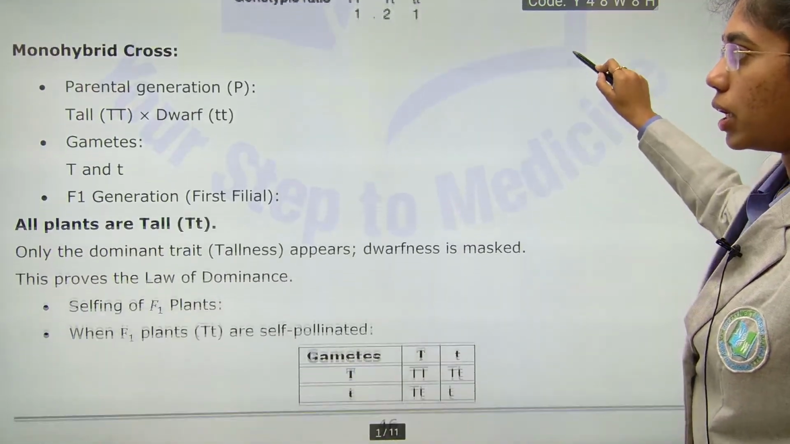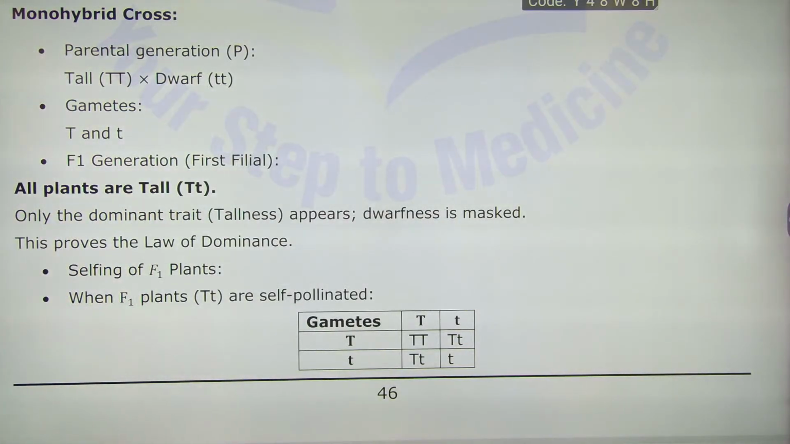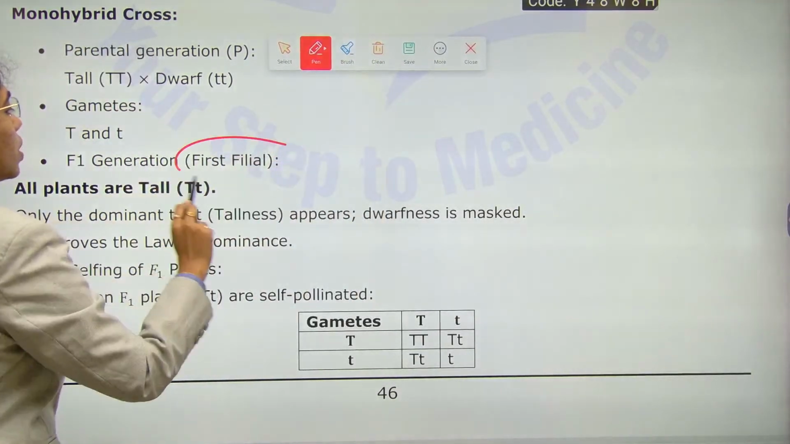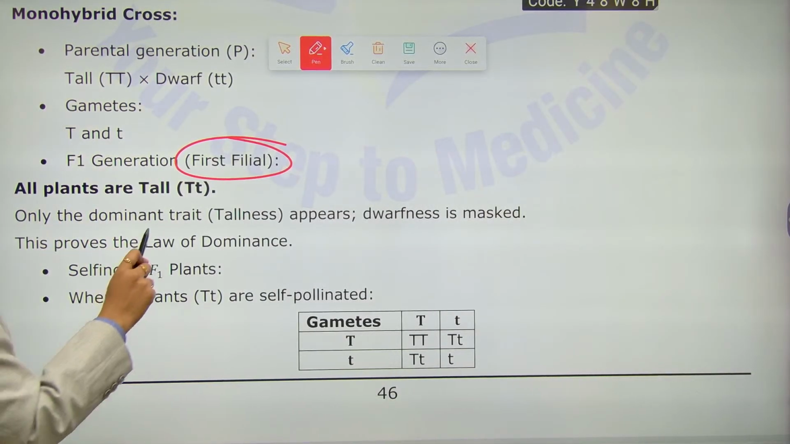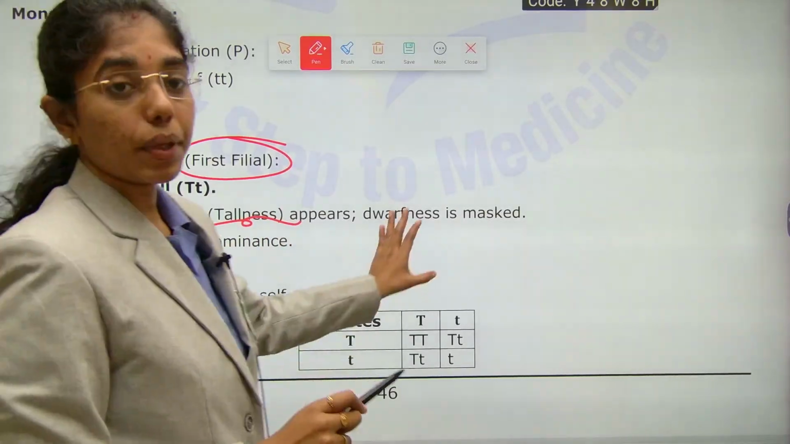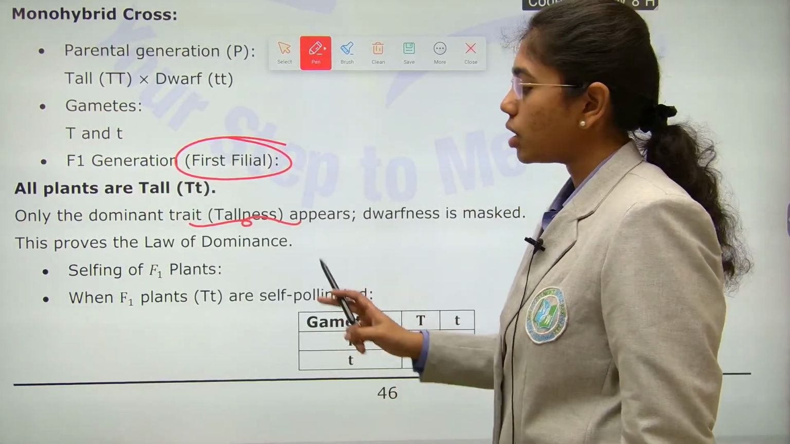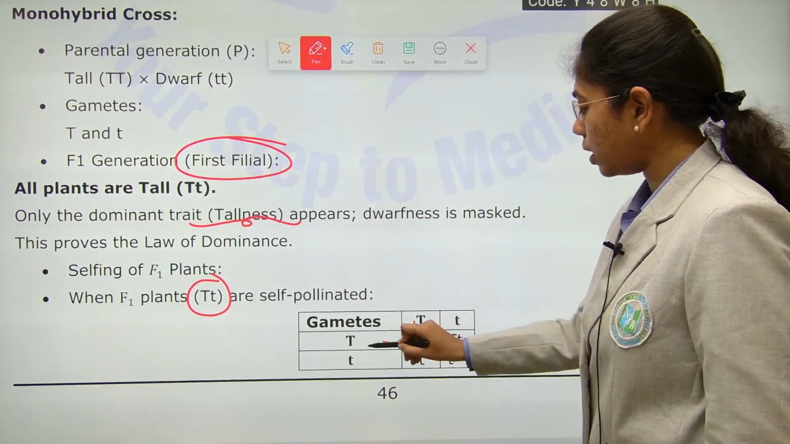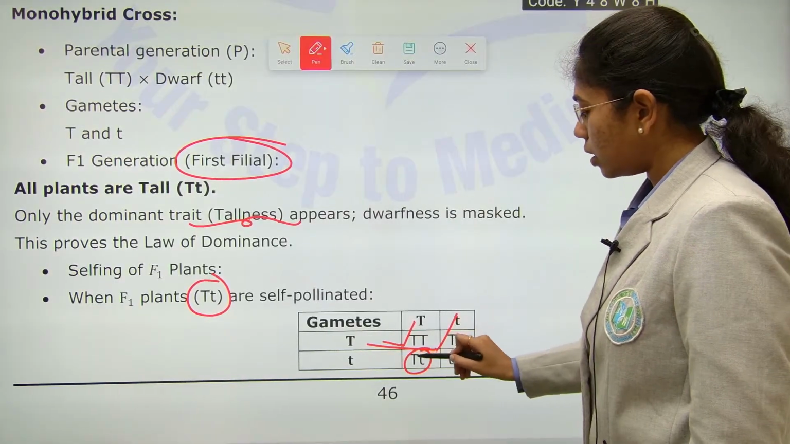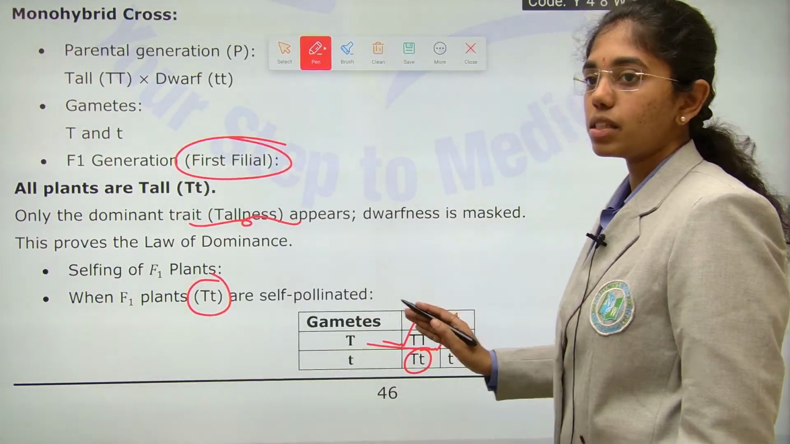Monohybrid cross. Here in monohybrid cross you see first the parental generation, dominant and recessive you see, and gametes here we have capital T small t. First generation, that is filial generation. Tall plants are tall, only the dominant trait, that is tallness, will appear over here and dwarfness will be masked. That is the law of dominance. On selfing F1 plants, when F1 plant undergoes self pollination, capital T capital T, capital T small t. Fine, right?